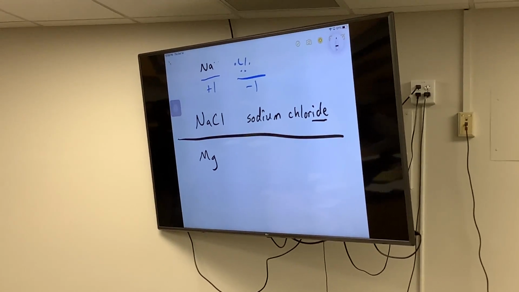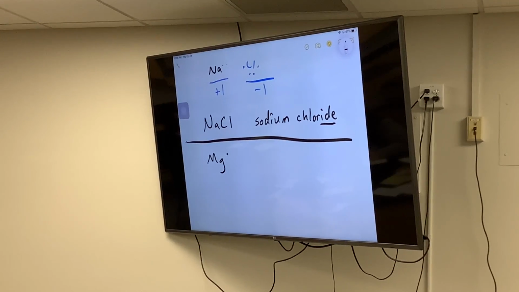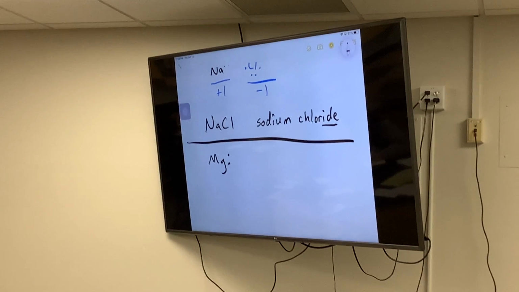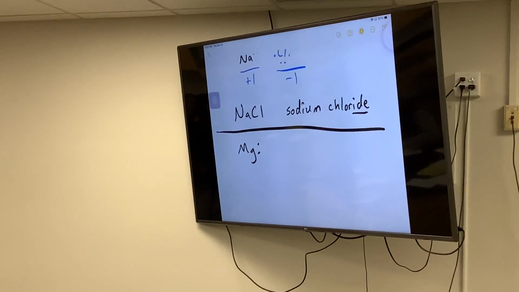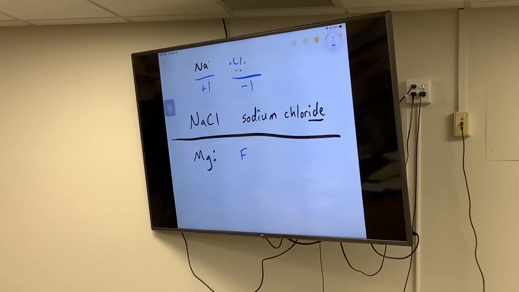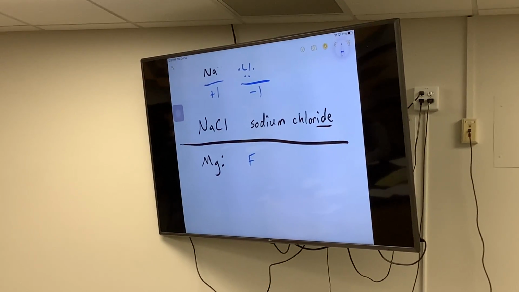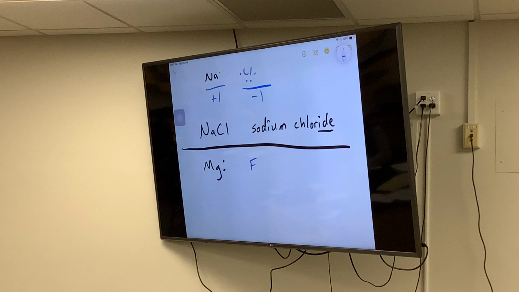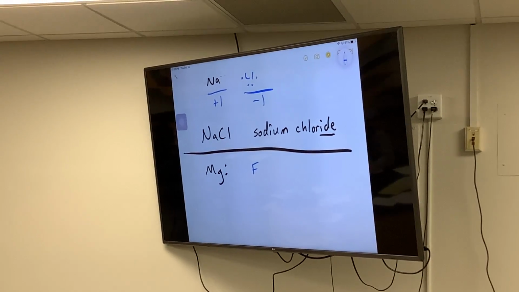Many valence electrons? 2. So we're going to have 2 dots for magnesium. And we'll stick with our halogens. We'll use fluorine. Fluorine, being a halogen, is the same as chlorine. It's going to have how many valence electrons? 7.